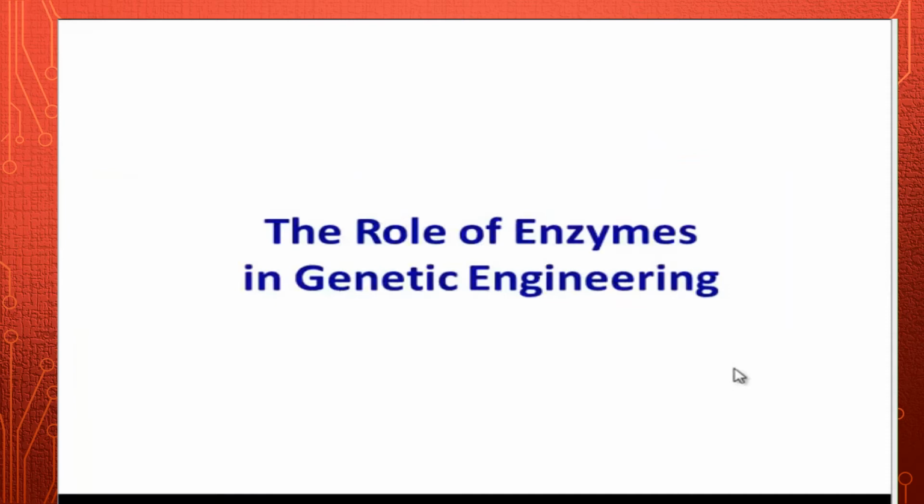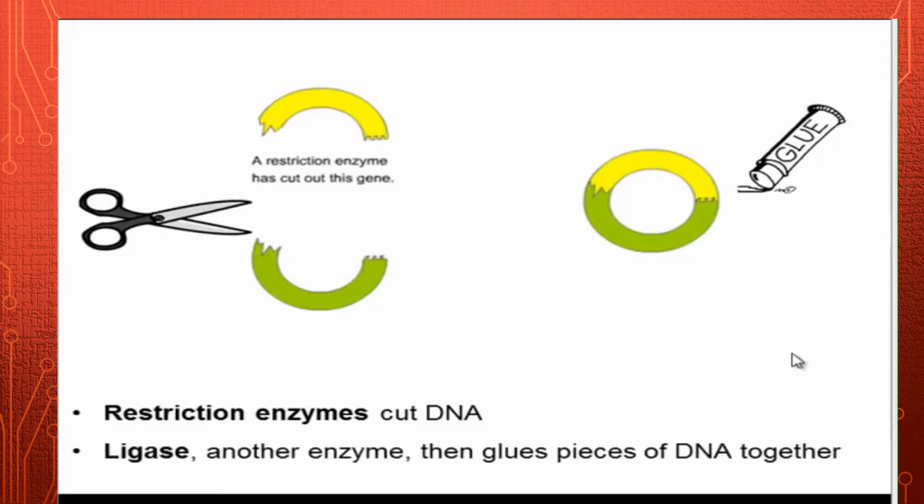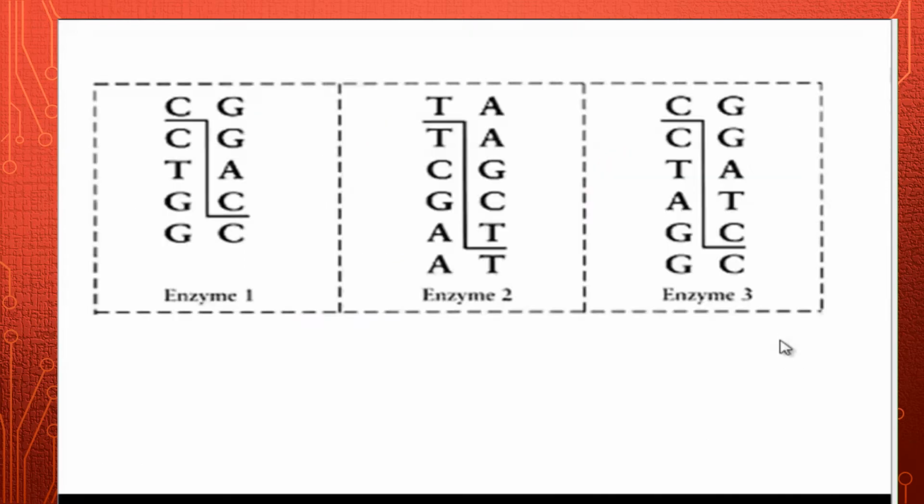Genetic engineering relies on enzymes, two types in particular. So let's take a few minutes to see the role of these enzymes in genetic engineering. One of these enzymes kind of acts like scissors. It's known as a restriction enzyme, and its job is to cut DNA at particular sequences. And then there's another enzyme known as ligase, and its job is to glue DNA back together. Now let's explore restriction enzymes in a little bit more detail.